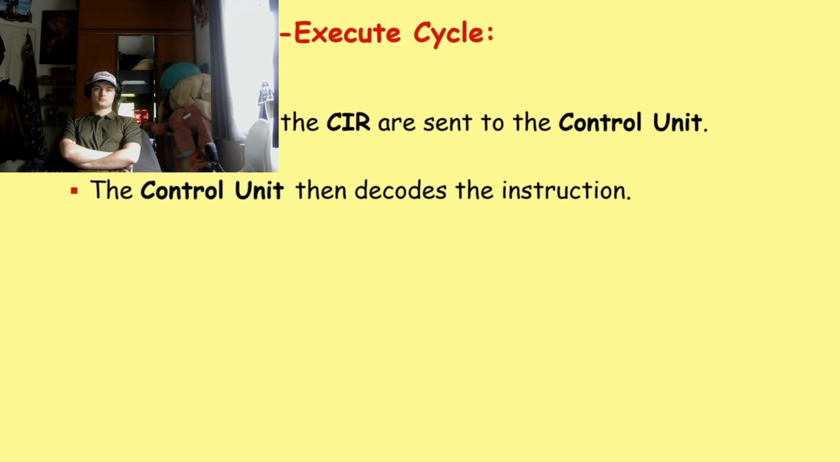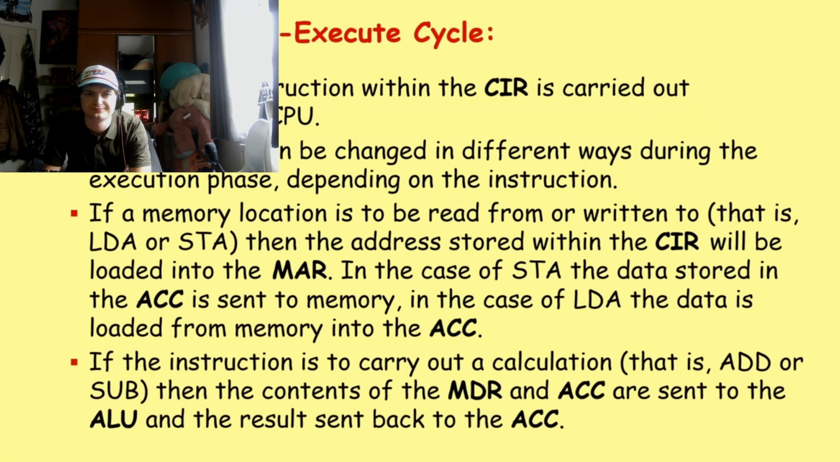The decode stage. The contents of the current instruction register are sent to the control unit. The control unit then decodes the instruction. The execute stage. The instruction within the current instruction register is carried out or executed by the CPU.